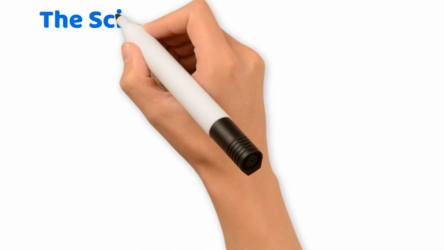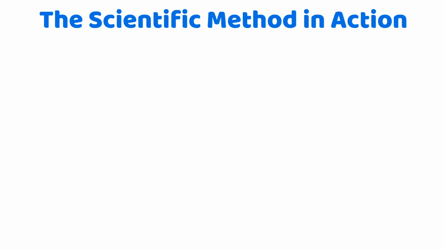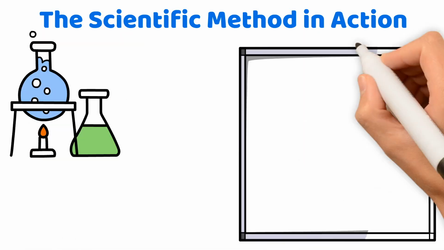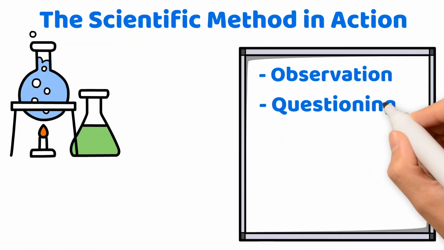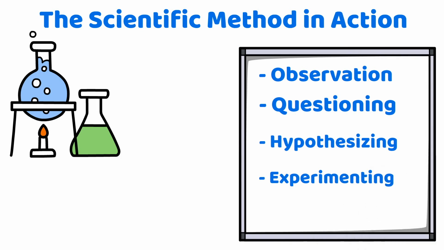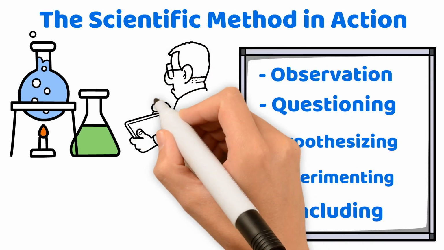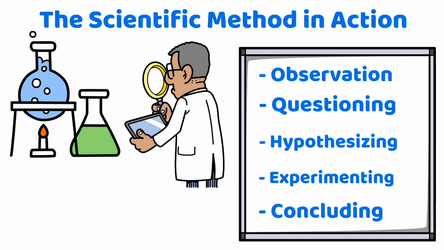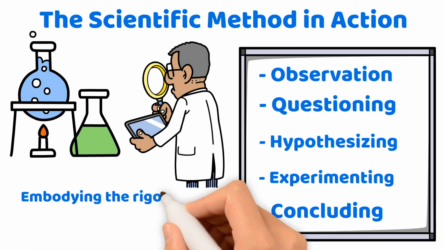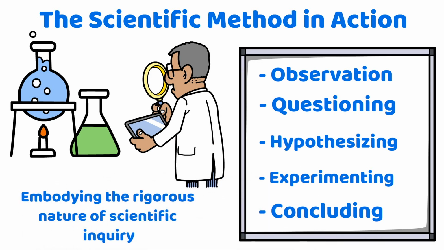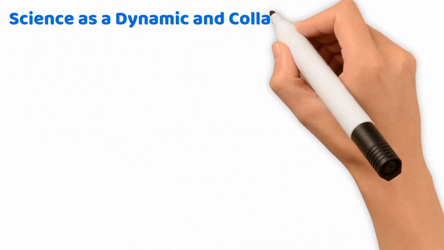The scientific method in action. The scientific method is a dynamic process involving observation, questioning, hypothesizing, experimenting, and concluding. This method is crucial for minimizing bias and ensuring the reliability of scientific findings, embodying the rigorous nature of scientific inquiry.